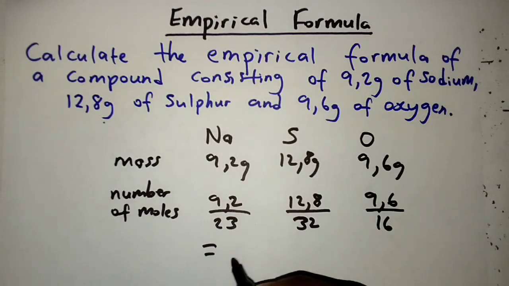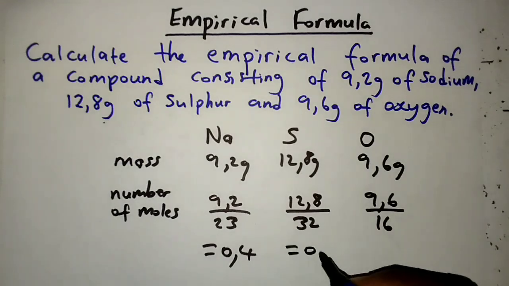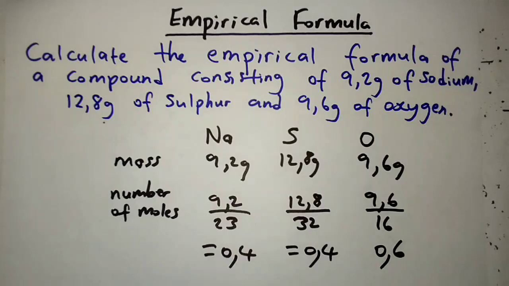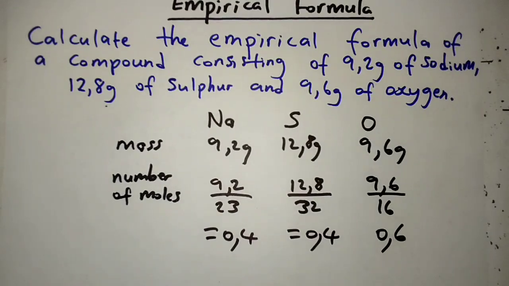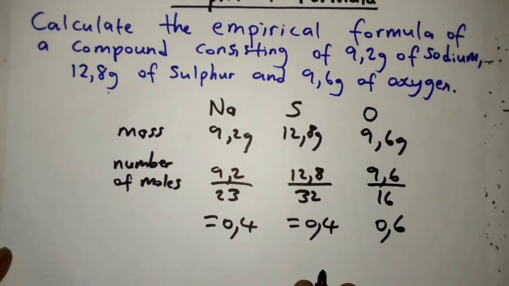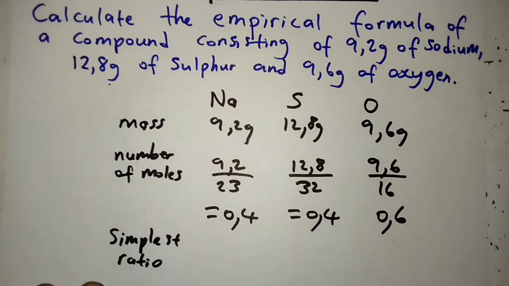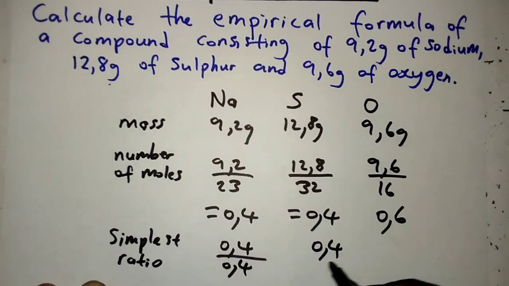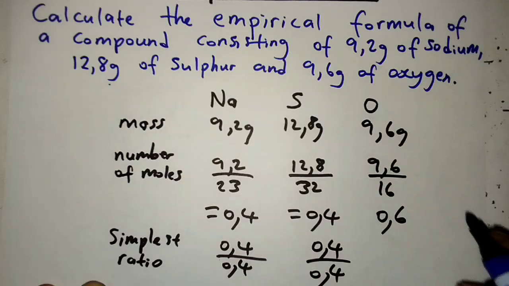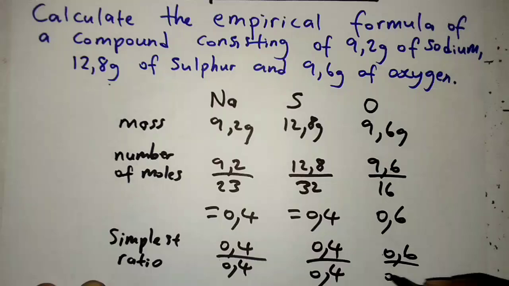And here we get our moles as 0,4 moles. Here again 0,4. Here we get 0,6 as the number of moles. Okay. Now we want to find the simplest ratio. For us to find the simplest ratio, we look for the smallest value among these. So here for 0,4, 0,4, 0,6, the lowest value is 0,4. So the simplest ratio here for sodium is 0,4 over 0,4. Here again 0,4 over 0,4, and the simplest ratio for oxygen 0,6 over 0,4.